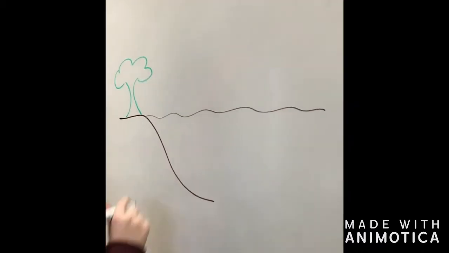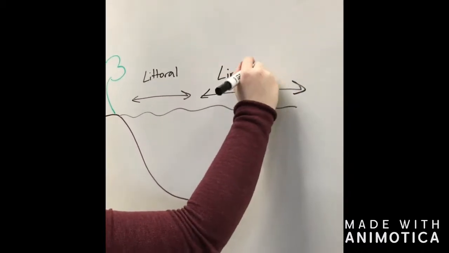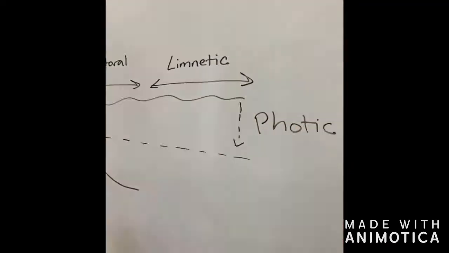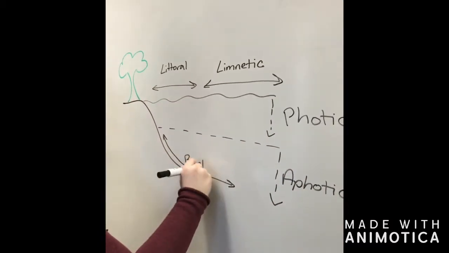Freshwater bodies have different zones. The littoral zone, near the land; the limnetic zone, which is farther out; the photic zone, where photosynthesis occurs; the aphotic zone, where there is no light, so no photosynthesis can occur; and the benthic zone on the bottom.